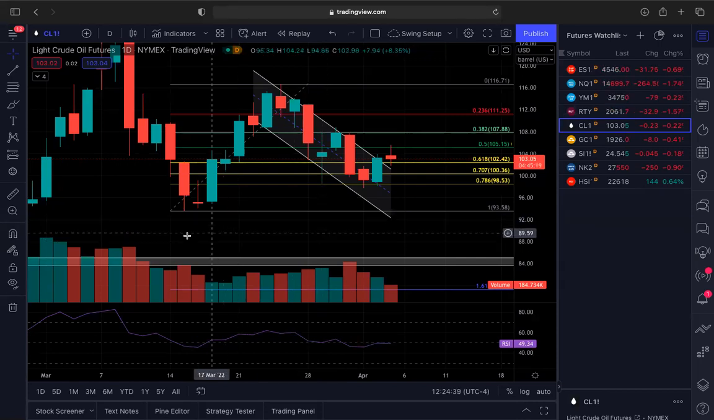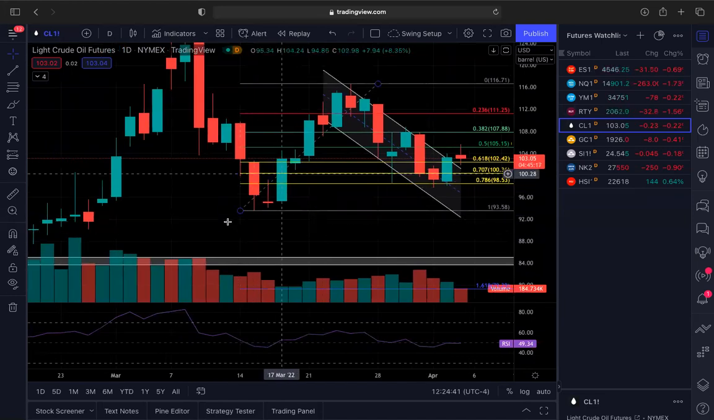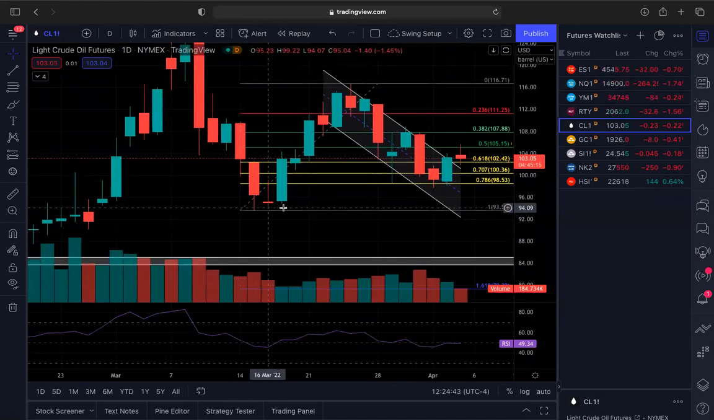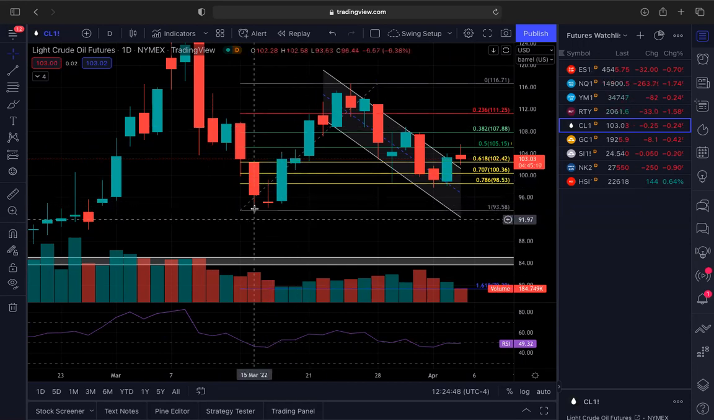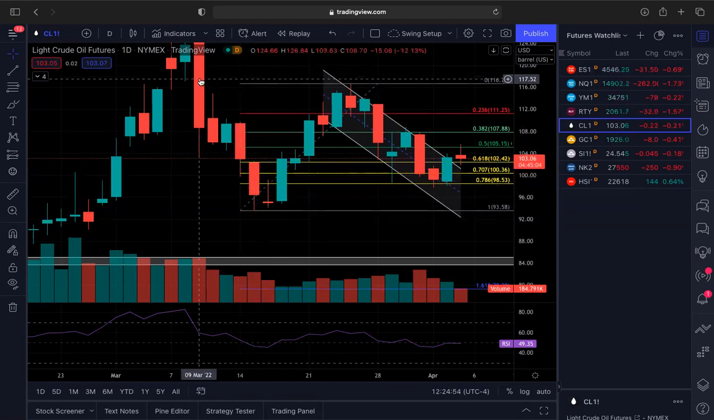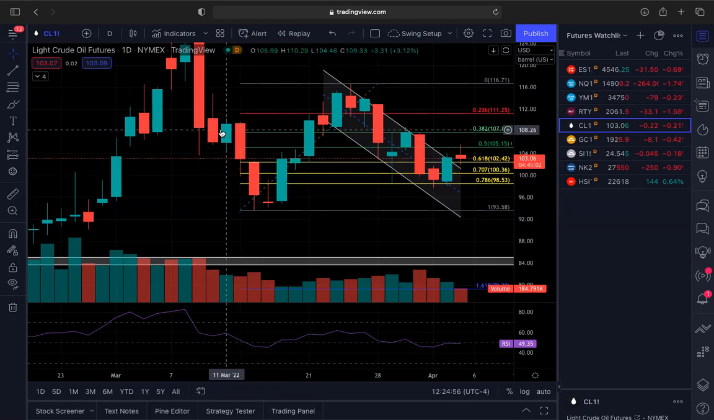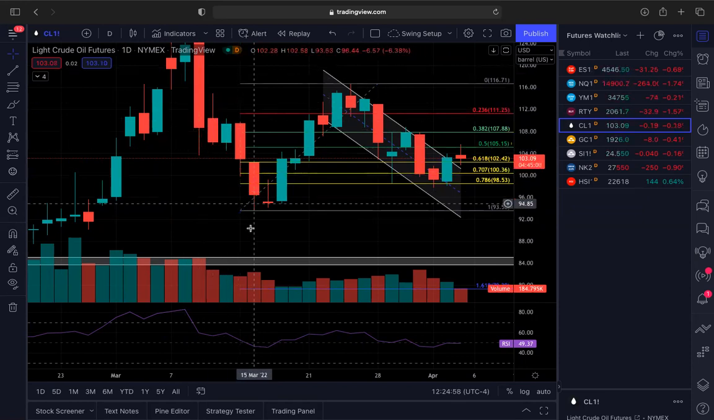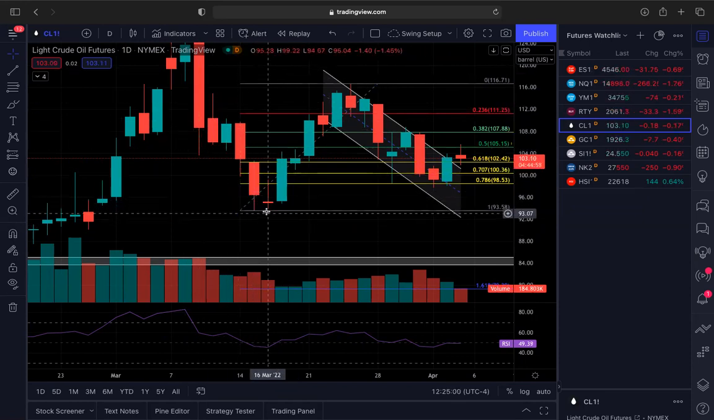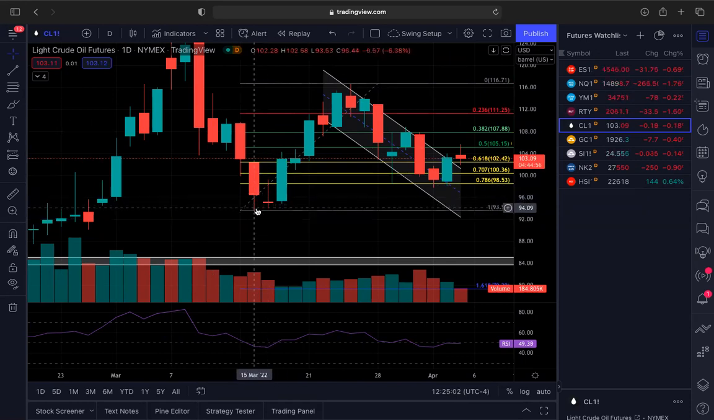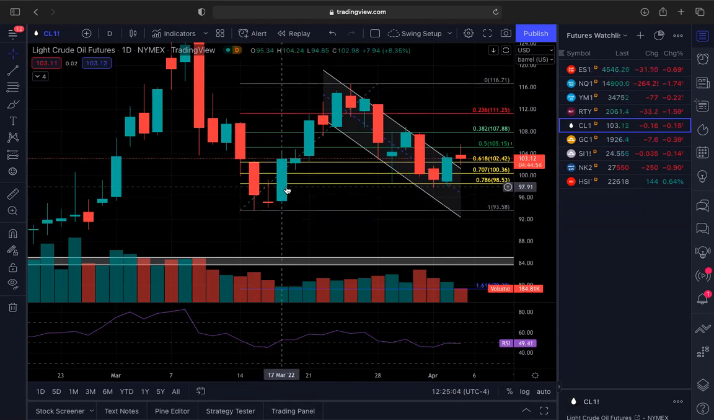That is exactly what I did for oil right here, /CL, sweet light crude oil futures. The swing low that I used was on March 15th. If you notice, that was the bottom of this sharp downtrend after oil found a high of 130 a barrel or something similar to that. This was the low of the trend before the trend started to reverse.